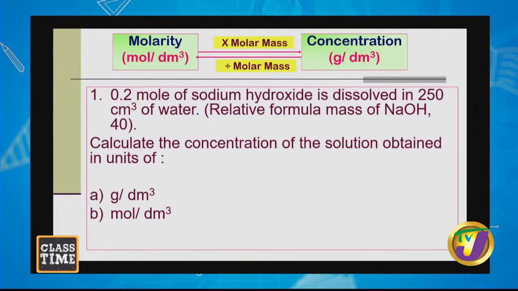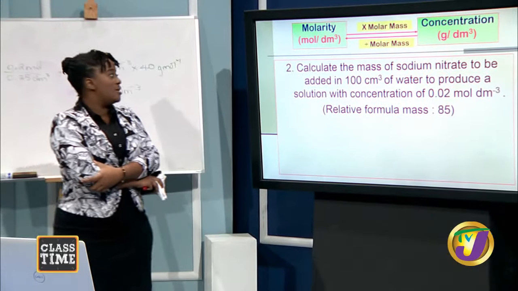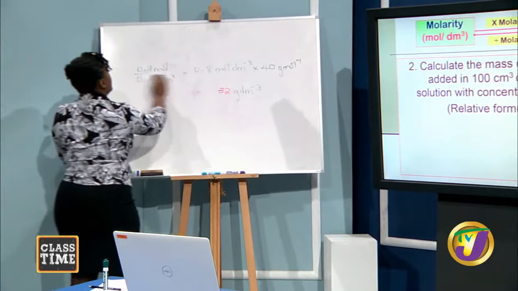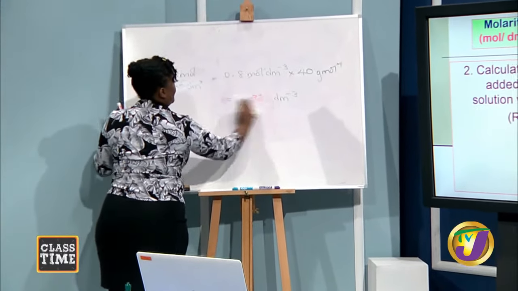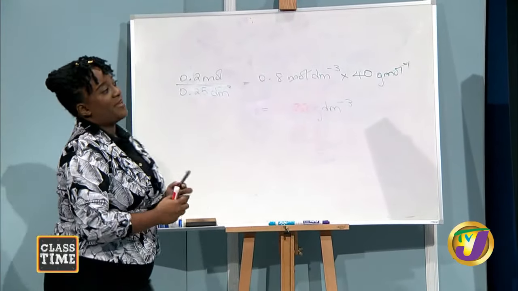Okay, let's continue. Calculate the mass of sodium nitrate to be added in 100 cm cube of water to produce a solution with concentration of 0.02 mole per dm cube. How do you think we are going to do this question? What is it that we're to do? It says calculate the mass. So they're asking us for mass. So what is the unit for mass again? That's right, it's gram.